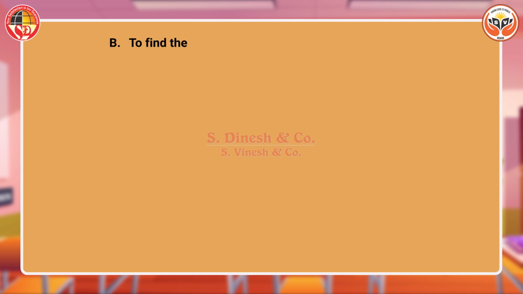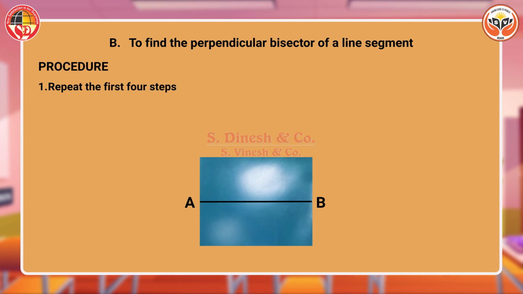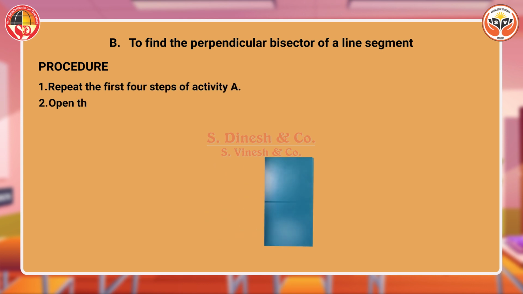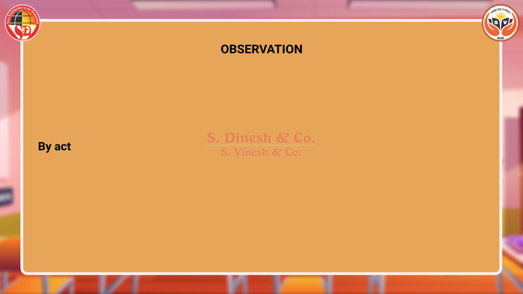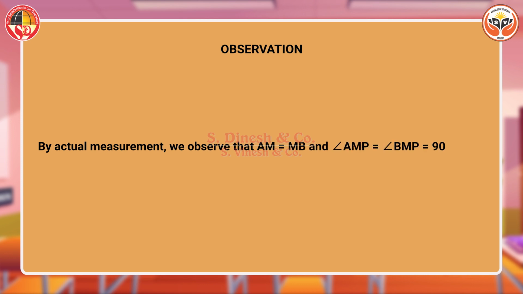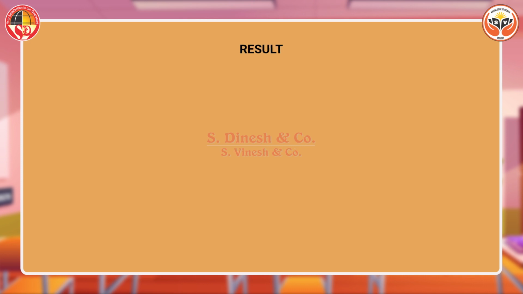B. To find the perpendicular bisector of a line segment. Procedure: repeat the first 4 steps of activity A. Open the fold and draw a line segment, PQ, intersecting AB at M. Observation: by actual measurement, we observe that AM is equal to MB and angle AMP is equal to angle BMP is equal to 90 degrees each. Result: this verifies that PQ is the perpendicular bisector of AB.